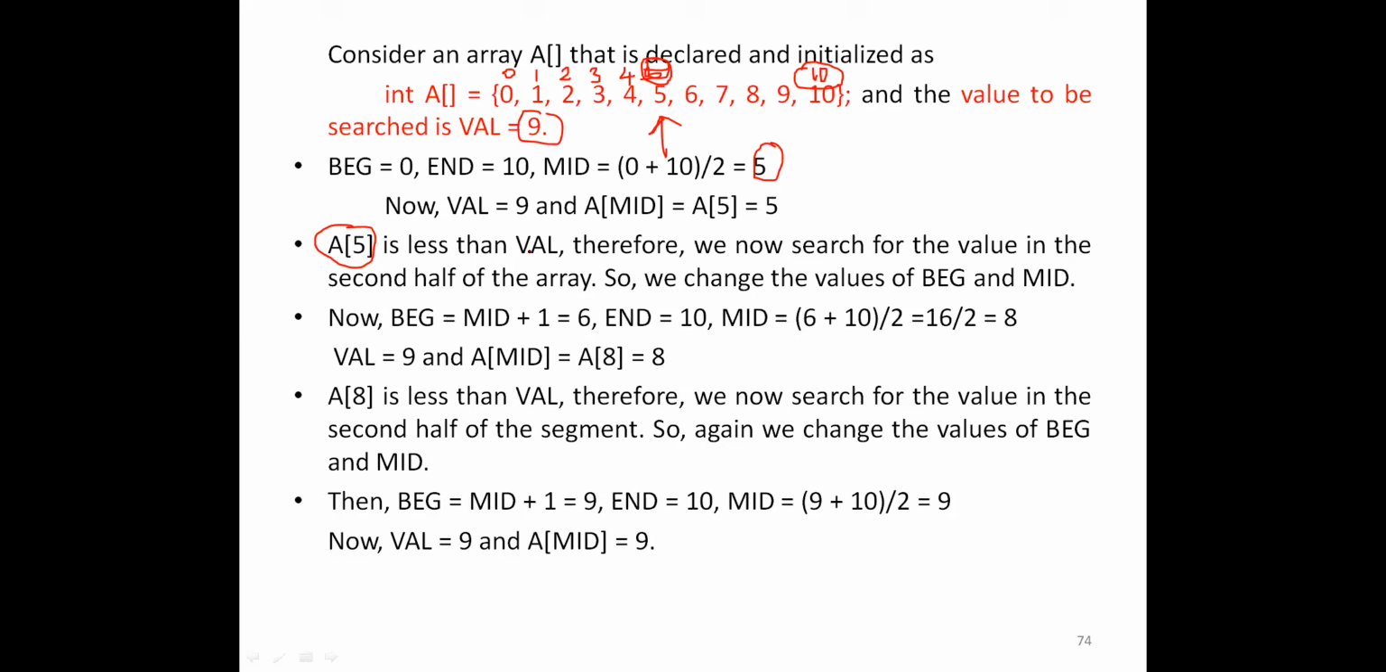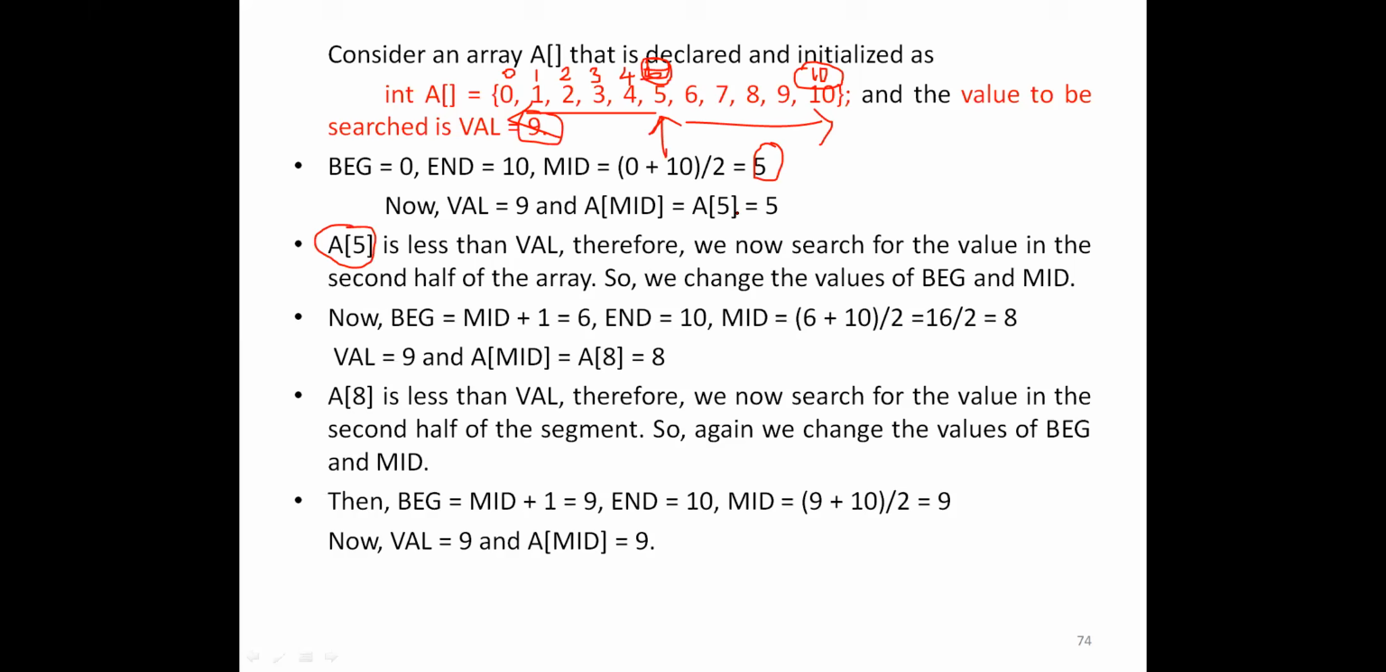Since 5 is less than 9, we should not move towards the left side. We have to move towards the right side, so I will ignore the first half of the array. This is how the time complexity is reduced in binary search. In the very first step, we reduce the size by half, ignoring half of the elements.